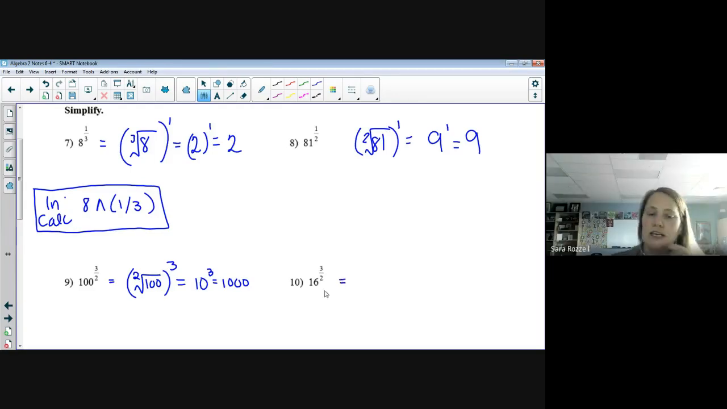All right, so now let's try number 10. So we've got the square root of 16, and we're going to raise that to the 3rd. What's the square root of 16? 4. And 4 to the 3rd, 4 times 4 times 4 is 64. Okay, remember, like I said, you can always check these in the calculator or do them in the calculator. 16 to the 3/2, it'll give you 64.